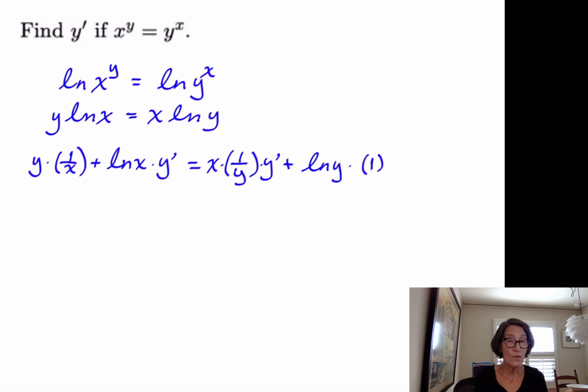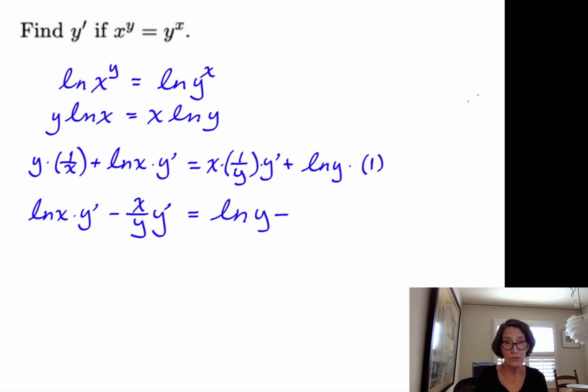All right, so now we'd like to get all our y primes on one side and everything else on the other. So on the left side, I have natural log of x times y prime minus x over y times y prime. So I subtracted x over y times y prime from both sides. And I subtracted y over x from both sides. So on the right side, I'm left with natural log of y minus y over x. All right, so on the left side, let's just factor the y prime out. So we have y prime times natural log of x minus x over y.